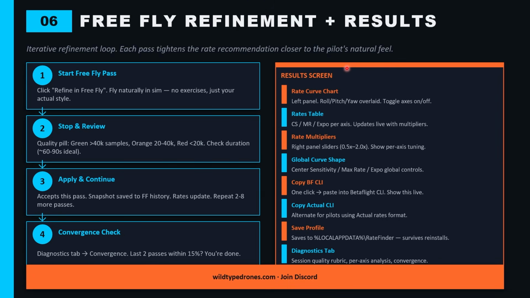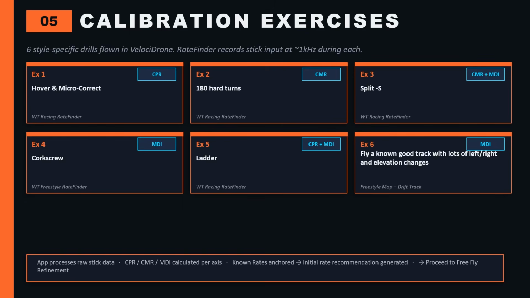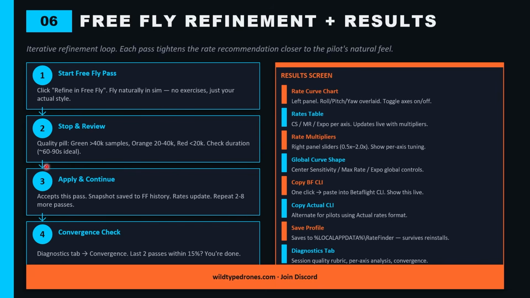The idea here is we run the calibration exercises to give us a good starting point. And once we have those starting points, then we go into Freefly. We're going to do 3 passes with the rates that are first given, and then we're just going to iterate them over the course of 3 packs. After 3 packs, we're going to make a manual change. We're either going to increase our roll or increase our pitch or yaw or whatever you feel needs to go up. And then we're going to do 3 more passes at that.